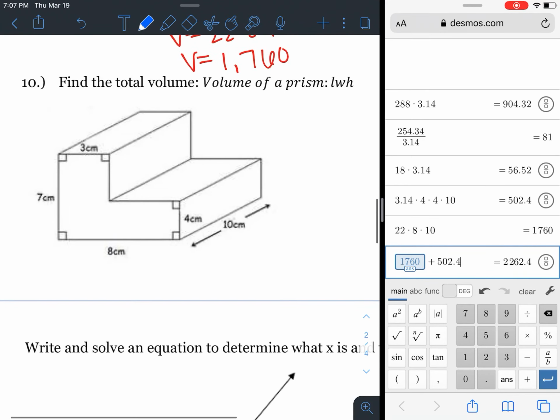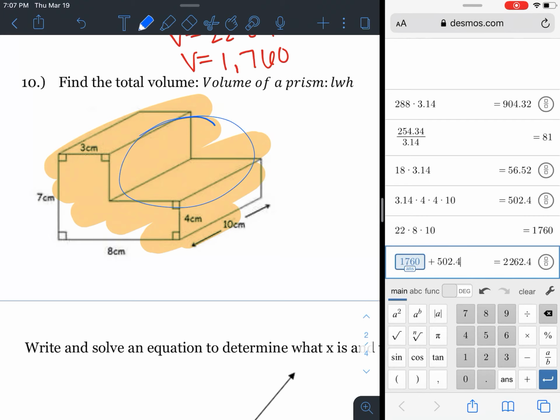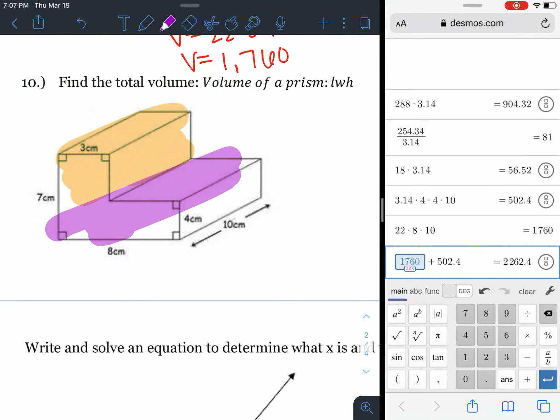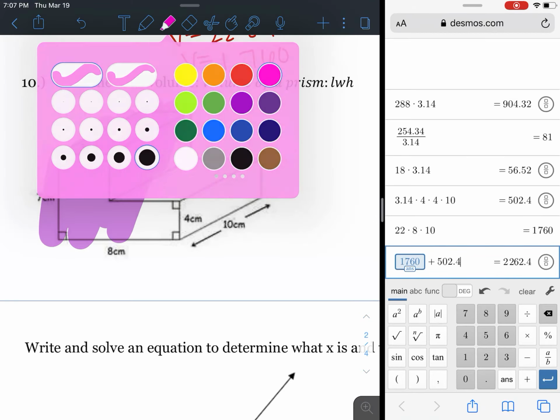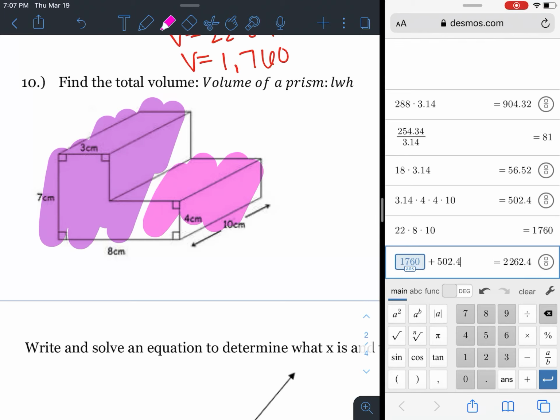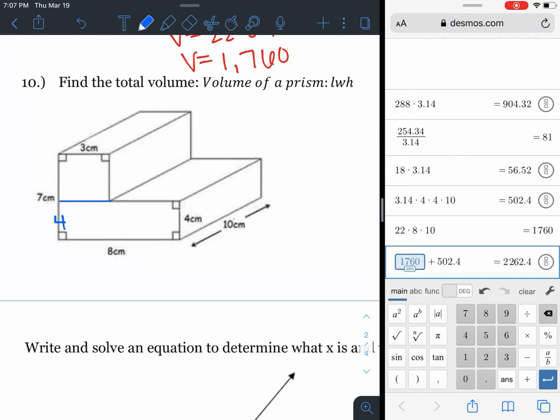Second one, remember these ones, you can find the entire volume and then take away this part that's missing. You could find the volume of the top part and then find the volume of the bottom part. Or you could find the volume of kind of the left side and the right side. I'm going to go with that way. So I'm going to draw a line here. This is 4. The whole thing is 7. So that means this top part is 3.